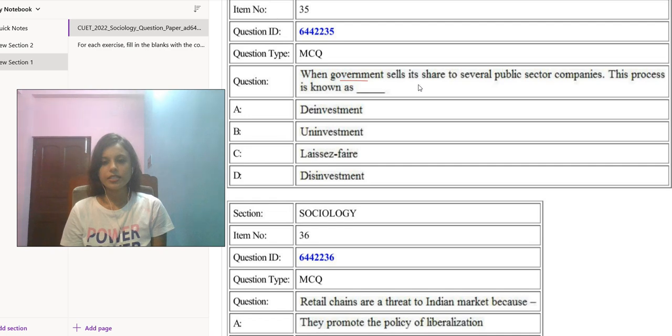When the government sells its share to several public sector companies, this process is known as what? The options are de-investment, uni-investment, laissez-faire, disinvestment. So our answer would be disinvestment. Moving over to the next question.